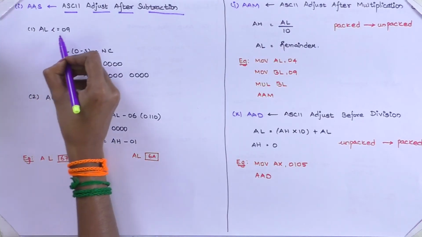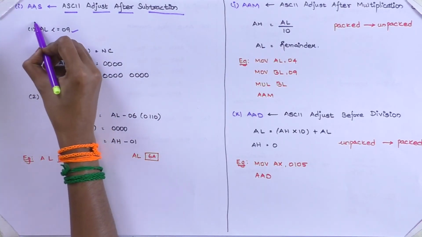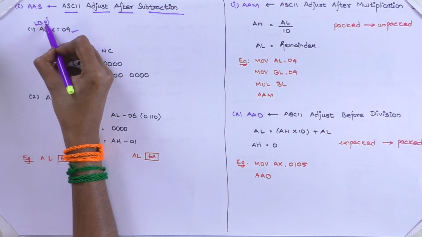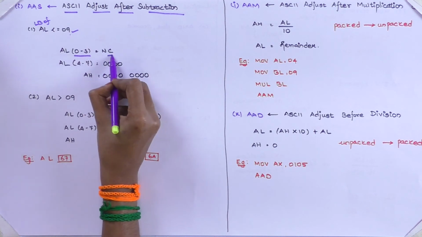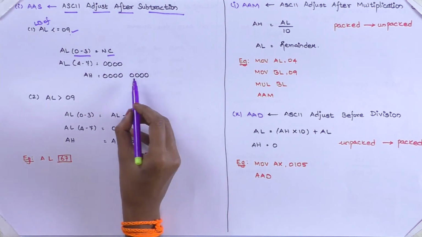There, if it is greater than 9, we added 6 and AH was incremented by 1. So here what will happen is 6 will be subtracted and AH will also be decremented by 1. Okay. So that's the difference between addition and subtraction. Fine. So we will take the first case. If the lower bytes of AL is less than or equal to 9, then bits 0 to 3 do not have any change, as we have discussed before.